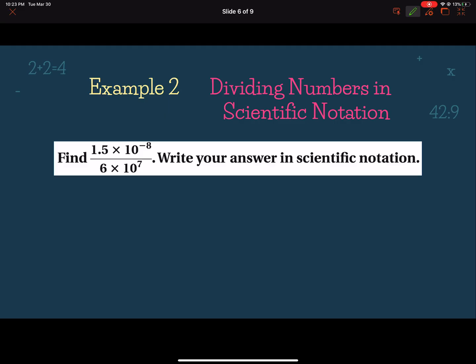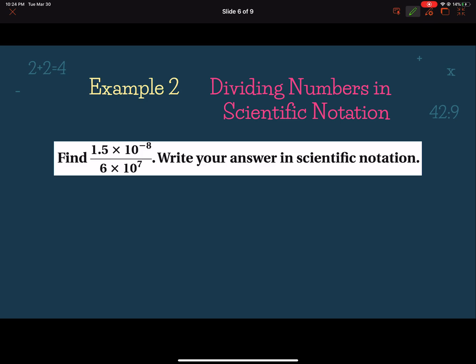Okay, example 2, we're dividing. Find 1.5 times 10 to the -8th divided by 6 times 10 to the -7th. So I would do this the same way. I would look at these separately. I would look at my factors, and I would look at my powers of 10. I'm dividing my powers of 10, which means I'm going to subtract my exponents. Doing this the same way as we did multiplication, except we're using the quotient rule instead of the product rule.